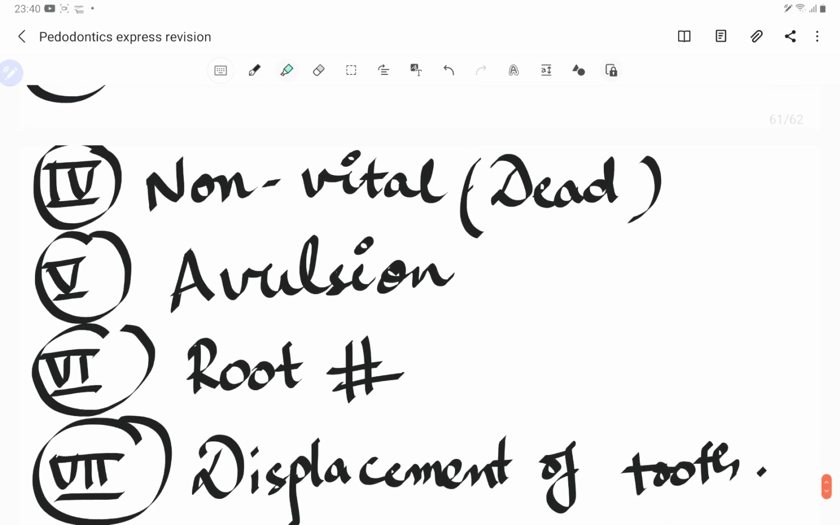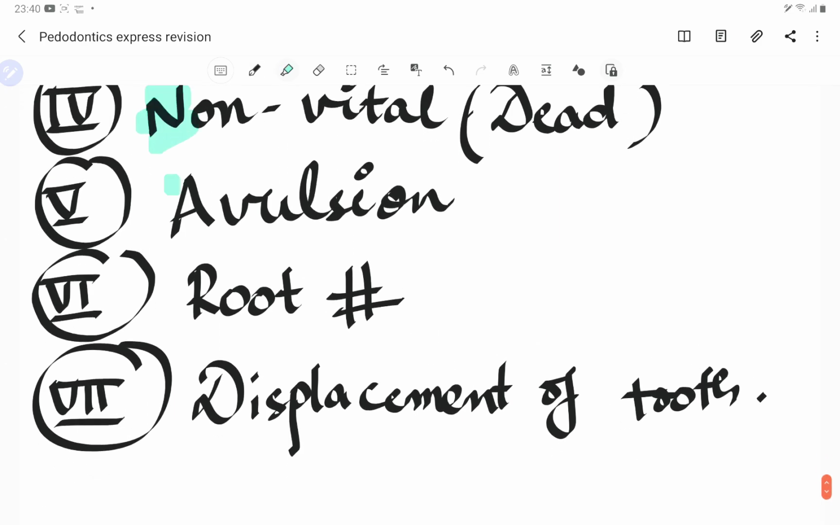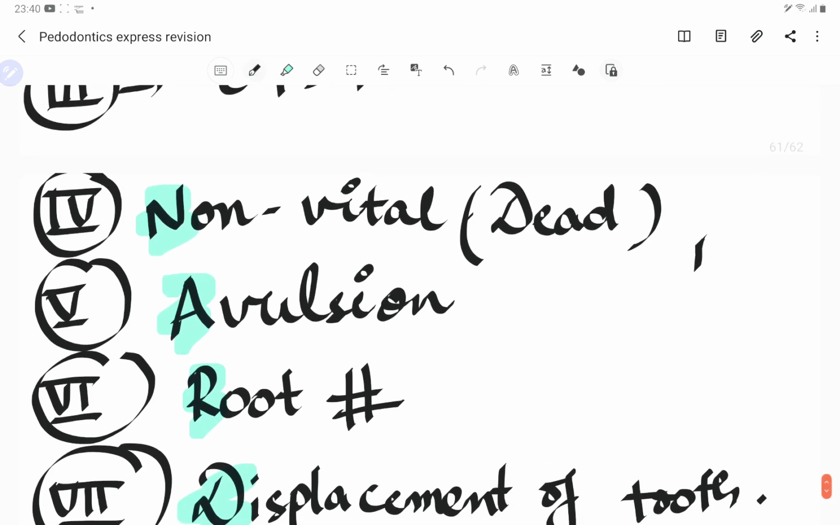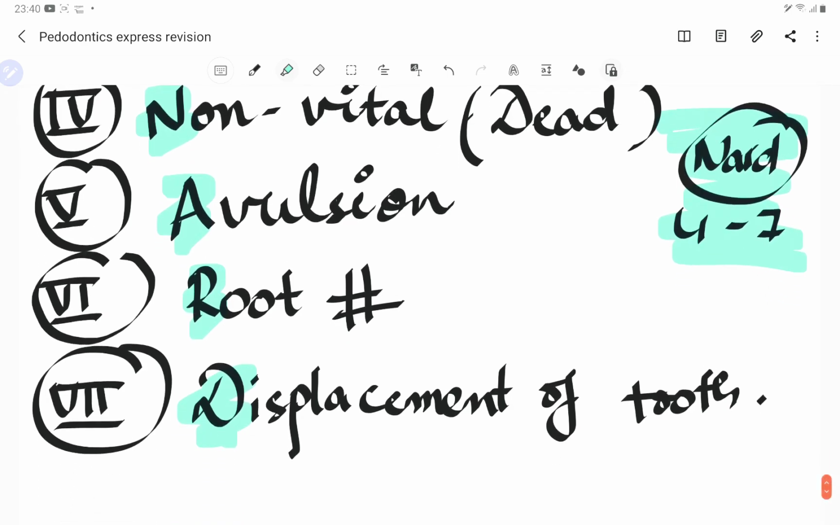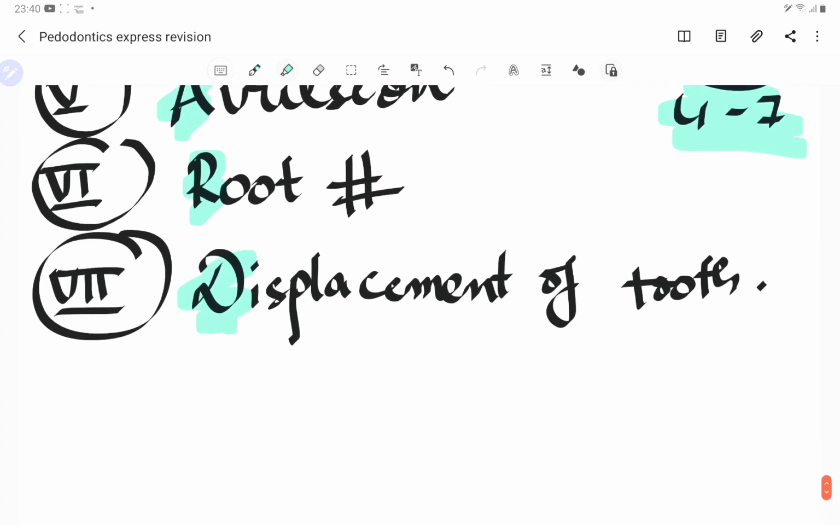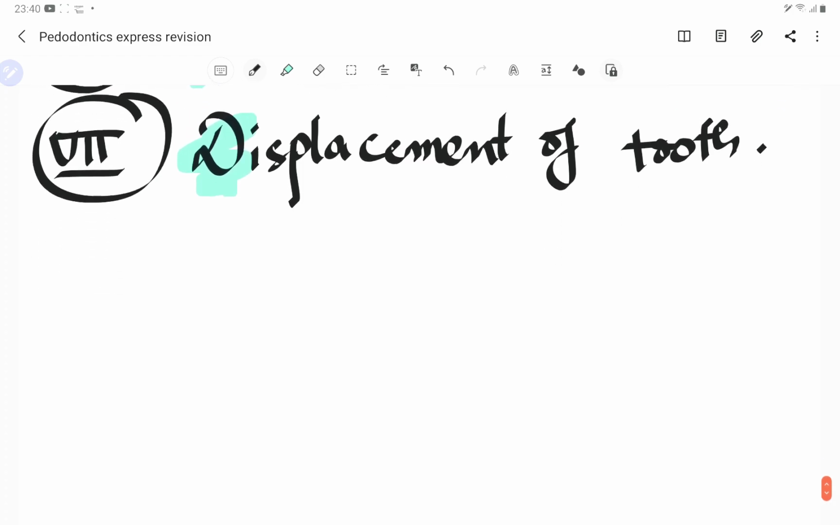Take the first letter from each of these. So N-A-R-D, nard. You can remember it from the word nard. So that is from 4 to 7. This is how you can remember it. So we have the non-vital, then avulsion, then root fracture, then there is a displacement, and 9 is for baby.